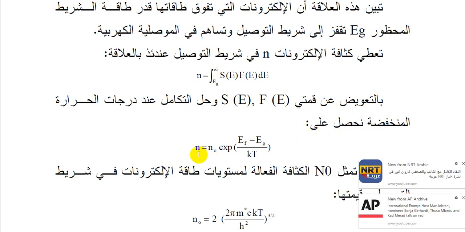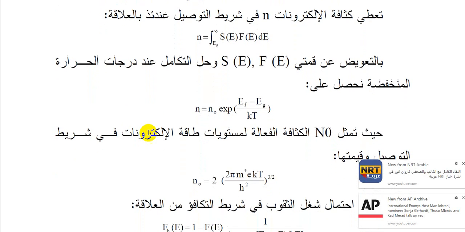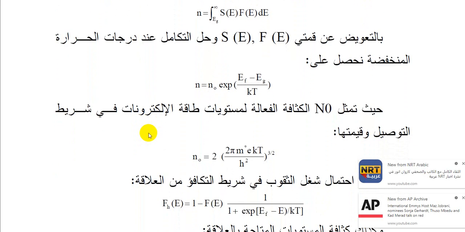N equals N naught, يعني N تساوي N naught, the effective density of the electron energy levels in the conduction band, يعني N naught الكثافة الفعالة لمستويات طاقة الإلكترونات في شريط التوصيل, times the exponential of E_F and E_G, as you can see right here in front of you, العلاقة بين EF و EG.